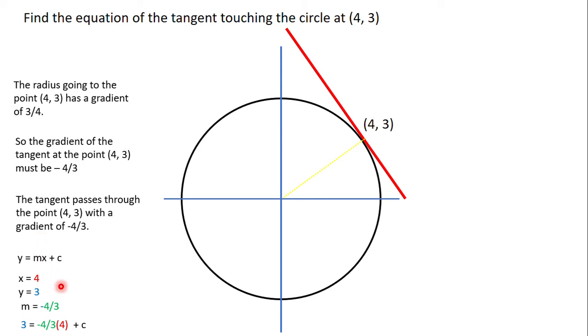Okay, again, I've got to now multiply these through, and I end up with this. I rearrange to that, and then I'm left with 8 1/3 equals c. So I have the equation of the tangent now. Y equals minus 4 over 3x plus 8 and a third.